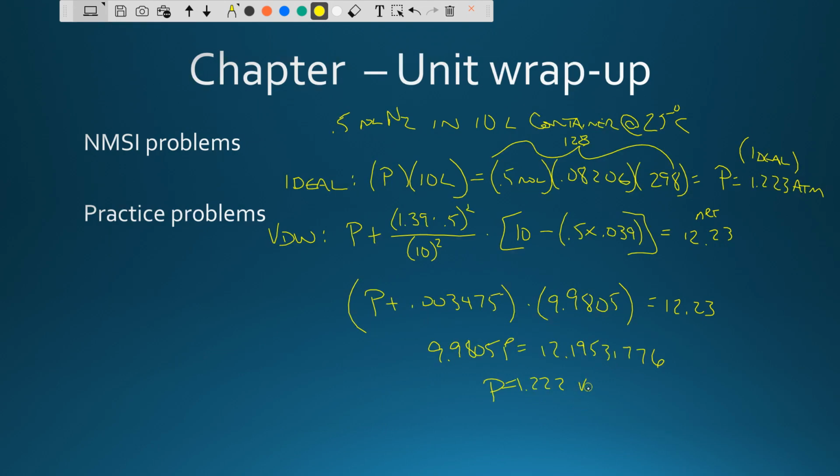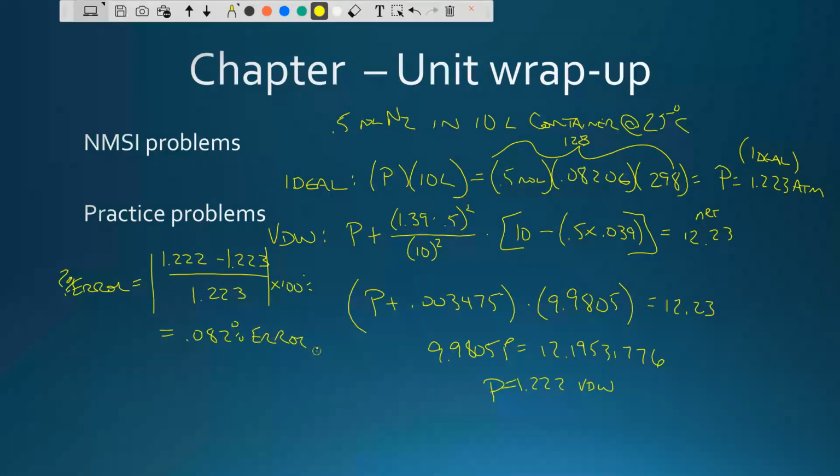Now that's going to be the pressure of my van der Waals, in atmospheres. That's my van der Waals pressure. Now, if I wanted to know my percent error, it's going to be my van der Waals, 1.222, minus my ideal, which is 1.223, absolute value, divided by my larger number, 1.223, times 100%. So I'll end up with a 0.082% error. The larger the container, the less they tend to stick together. There's going to be less pressure in there, and so they're not going to be as sticky. If I made this container smaller, then all of a sudden I create more real gas behavior in there.